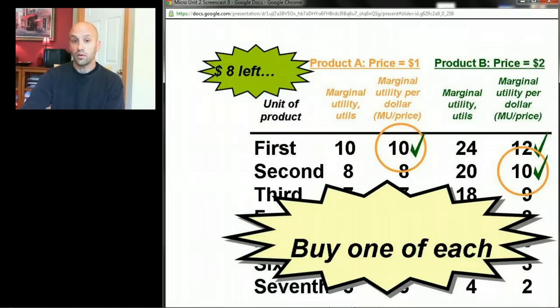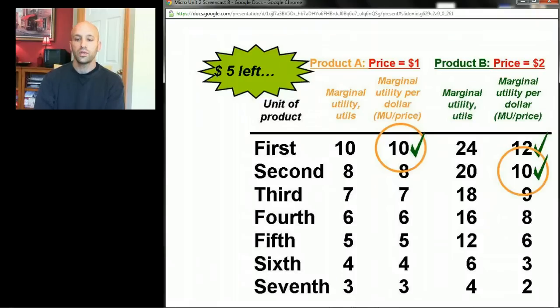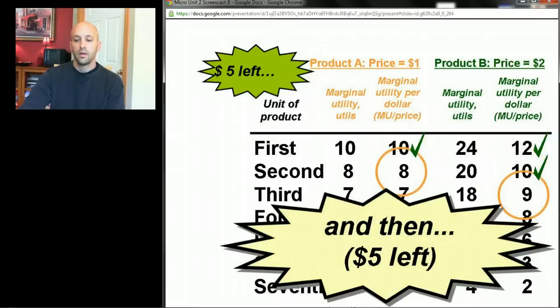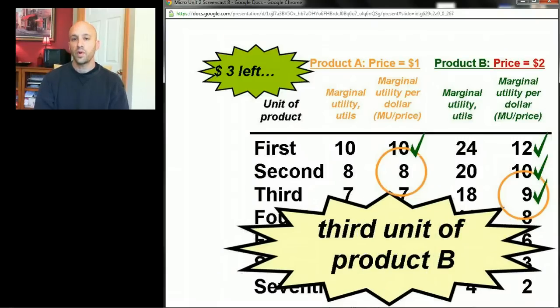Since good B costs $2 and good A costs $1, he's just spent $3 more, which leaves him with $5 left. All right, so far he has 2 units of good B and 1 unit of good A. Can you see what he's going to buy next? Again, he's going to compare the marginal utilities per dollar for the next units that he hasn't bought yet. Good B would give him 9 utils per dollar. Good A would give him 8 utils per dollar. He should buy that third unit of good B. That costs $2 more, so now he has $3 left.